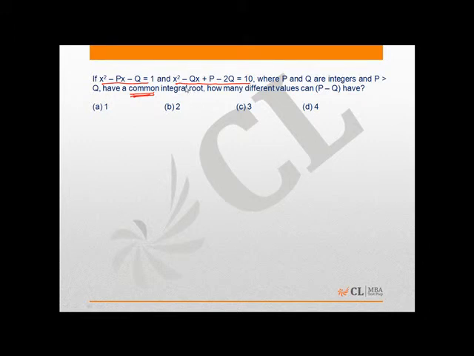So when I subtract equation 1 and equation 2, I get the value of x as 9 upon p minus q minus 1. Okay. Since it is saying it is an integral root, this x has to be an integer, and this can be the only common root, so this has to be the integer. This only means that 9 upon p minus q should be an integer.